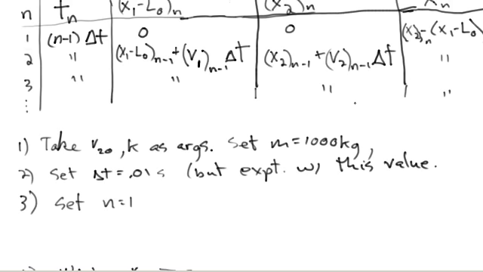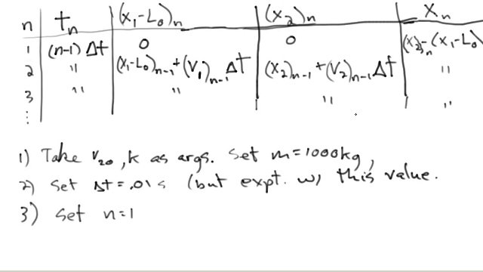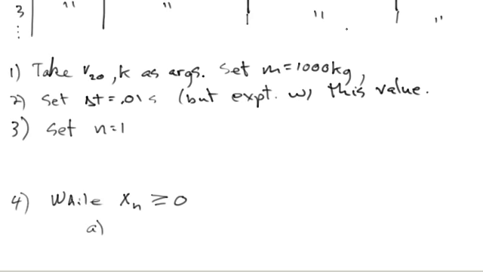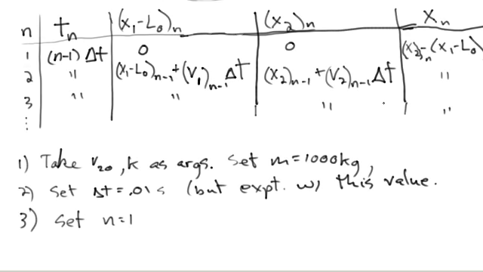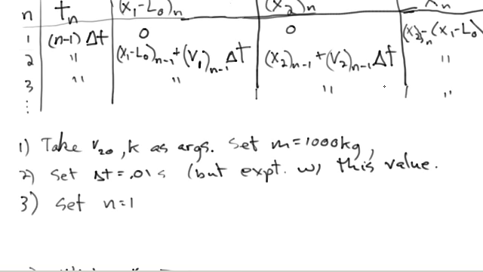Let's see what we got to do. Calculate t sub n. I don't think I want to put ABC. I'll go n is equal to n plus 1. And I think all this other stuff, I'm going to go ahead and calculate the first row for a while.